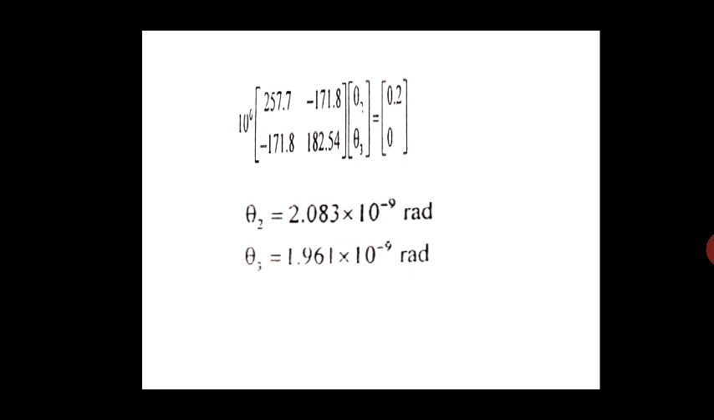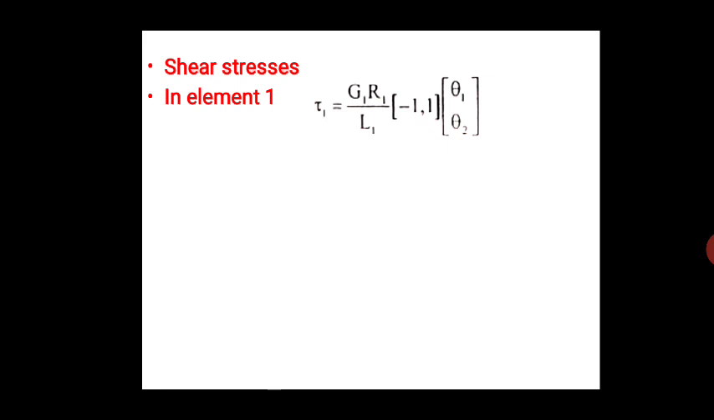Now, considering these two angular displacements, we need to determine the stresses developed in the elements. That is shear stress. Because of the torque, a torsional shear stress is developed in the member. This torsional shear stress we need to determine. Let us consider the first element. For the first element, we can write the shear stress equation as G1 R1 divided by L1 into minus 1, 1 into theta 1 and theta 2.